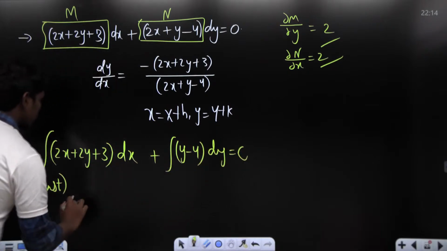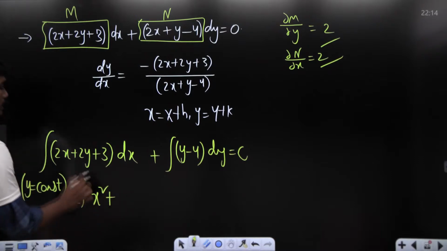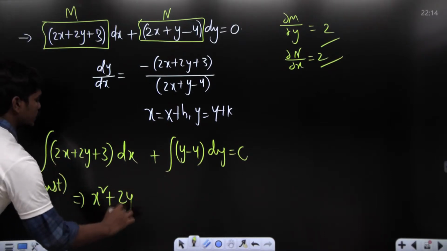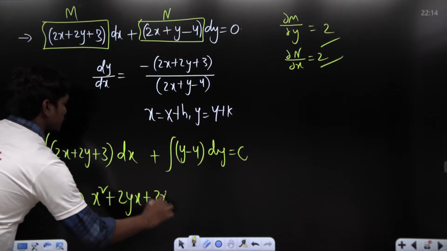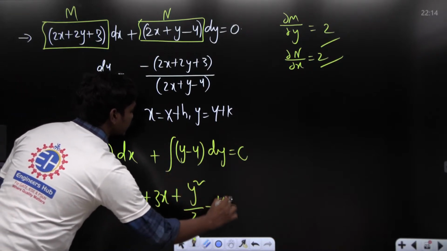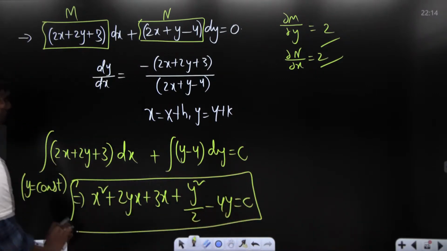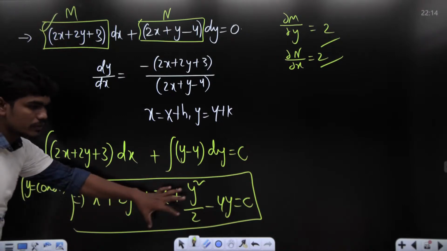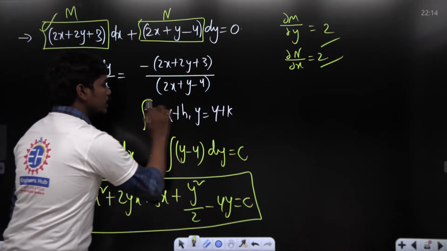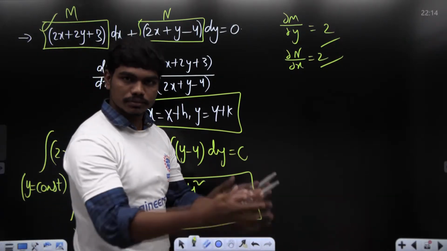So if you integrate this, integration of 2x is x square, plus if you treat this 2y as a constant, this is 2yx plus 3x, plus integration of this is y square by 2 minus 4y is equal to constant. This will be the solution of that particular equation, and this will be the same solution which you obtain when you substitute this.